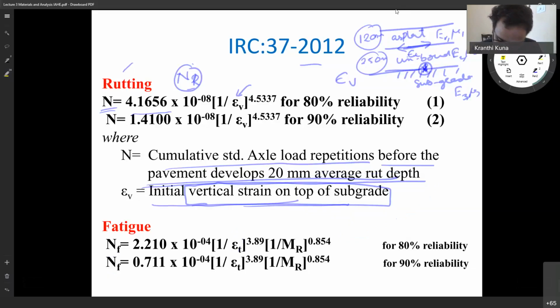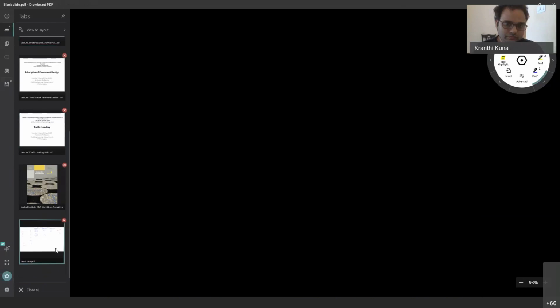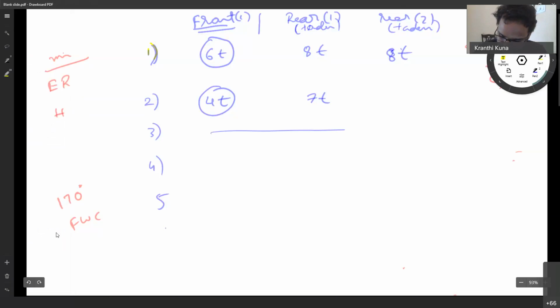So we have two criteria, isn't it? Fatigue criteria and rutting criteria. You run the analysis, and for tensile strain and vertical strain criteria, say for example, you got life for the pavement. You are designing for 20 MSA traffic. Say I'm designing a pavement.